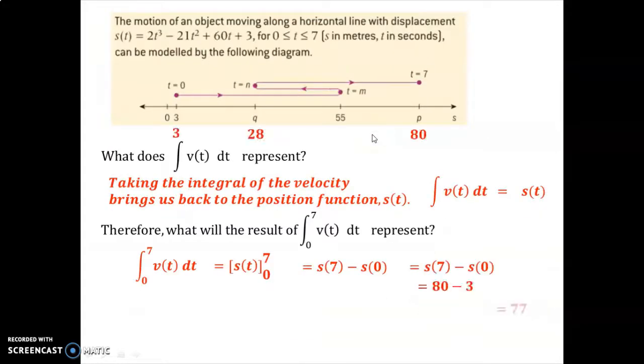Let's go back to that. When we take the integral like that, we are actually finding the displacement. So when we take a definite integral of velocity, we are finding the displacement between those times, and the times can be anything. It doesn't have to be 0, it could be any time.